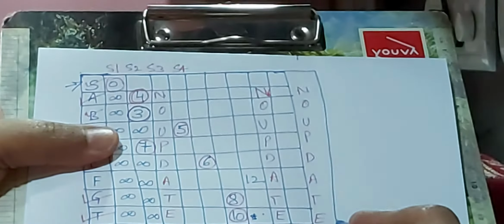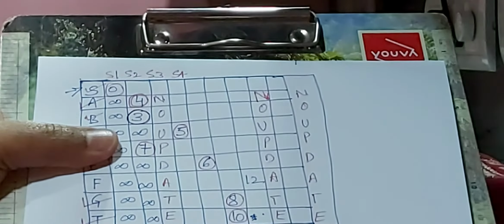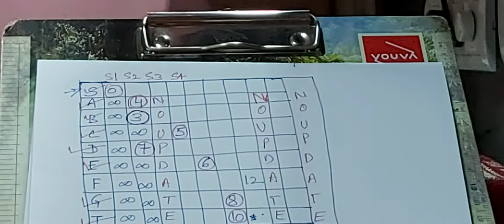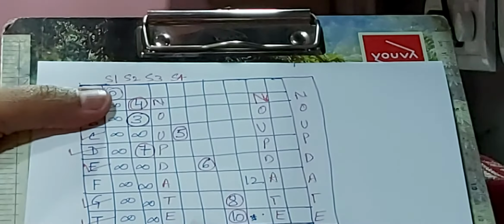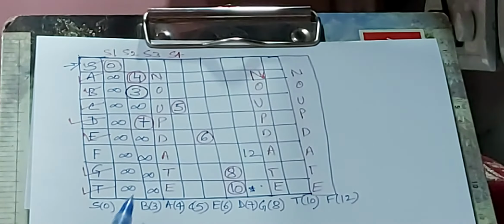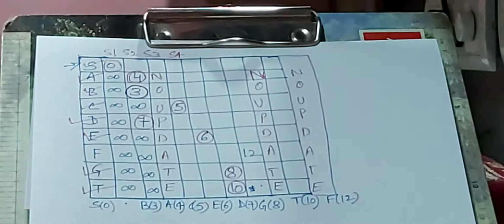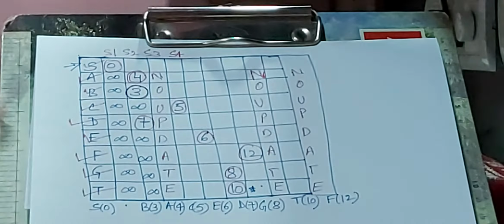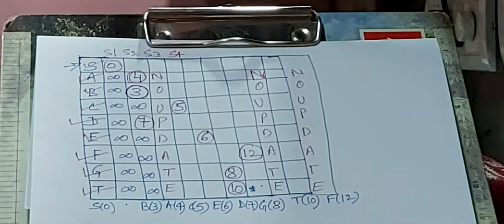There will be no update. So what is the remaining value now? Only 12 is there. What is F? So I will consider F as 12. Clear? Now there is no node remaining. S, B, all are cancelled out. We have considered all the nodes. There is no node which is remaining.